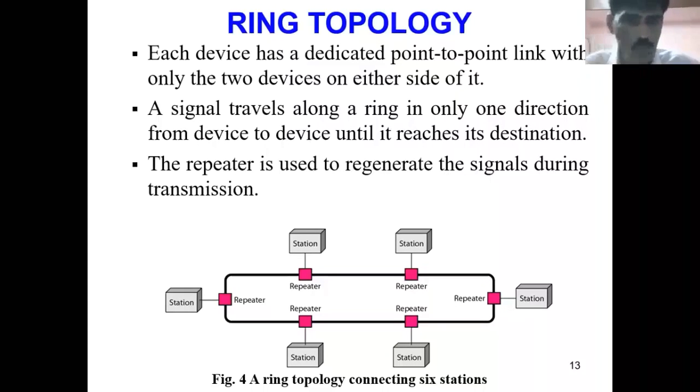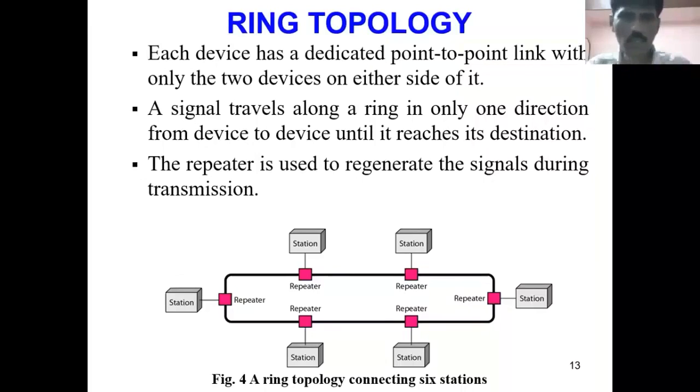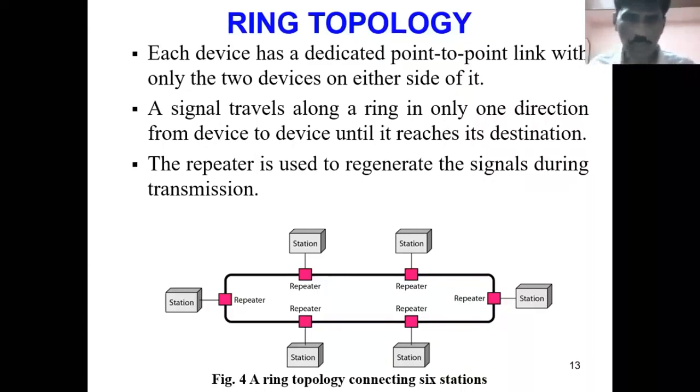A repeater is used to regenerate the signals during transmission, because the signal travels until it reaches its destination, so sometimes the signal becomes weaker. So at every station along the ring, there is a repeater. The repeater's job is to regenerate the signals during transmission, so the signal will be very strong and not faded. That is the unique feature of the ring topology.